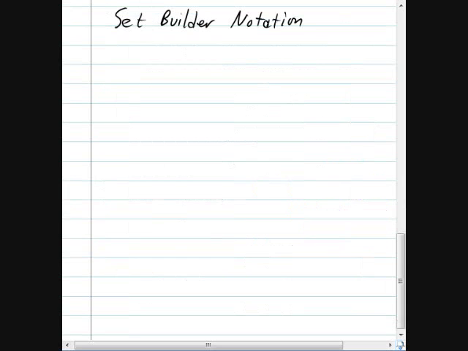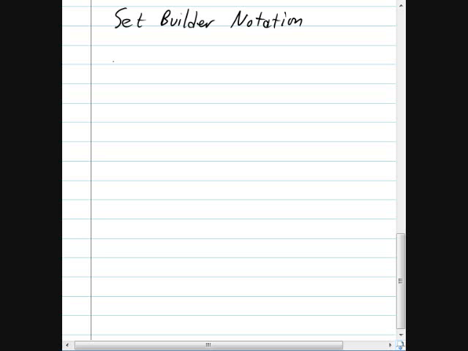Before we can continue talking about set operations, we need to discuss another method of describing a set, and that's set builder notation. Set builder notation is actually the more commonly used set notation. So let's look at how this works.